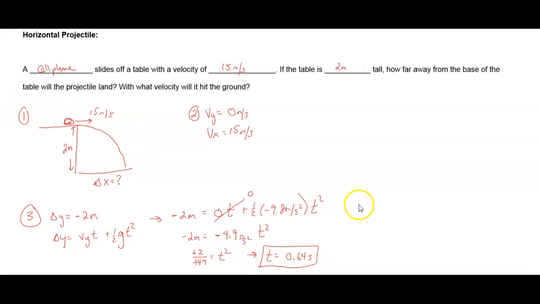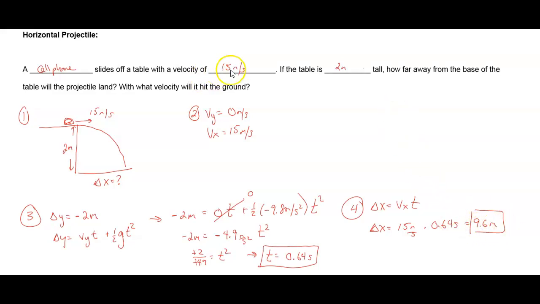Whichever displacement we started with, you're going to solve for the other one in the fourth step. We knew delta y was negative 2, so we're going to solve for delta x. That's pretty straightforward. Delta x is equal to Vx times time. There's no acceleration horizontally. So delta x is equal to the x velocity, 15 meters per second, times 0.64 seconds. And that will give you a total distance of about 9.6 meters.